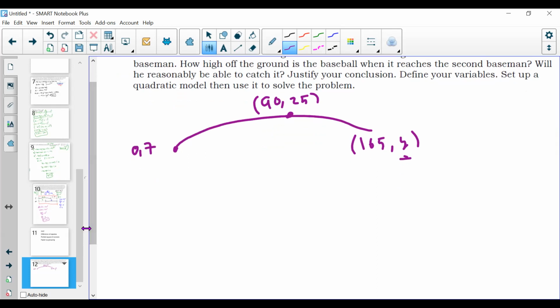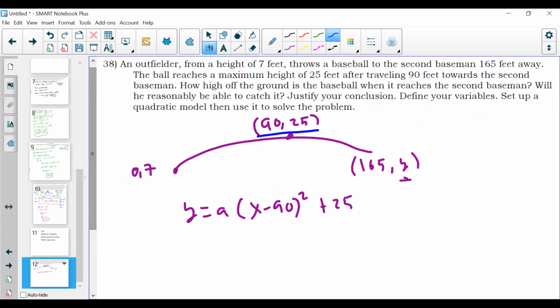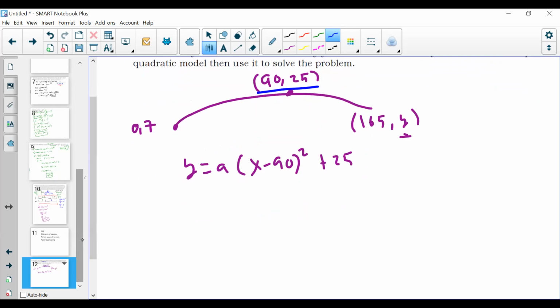So we're going to write a formula for this. So y, or f of x, will equal some a value that I don't know, times x minus 90 squared plus 25. And I got this part because this is my vertex. When it says the word maximum, like it reaches a maximum height, that's going to be your vertex, right? You throw a ball, it goes up, and it starts curving back down. It's a parabolic shape, and its maximum height is your vertex, your h, k. So all I need to figure out is what my a value is going to be.